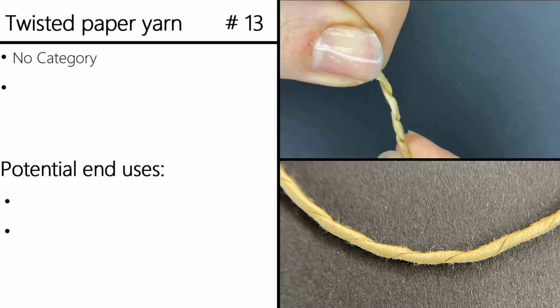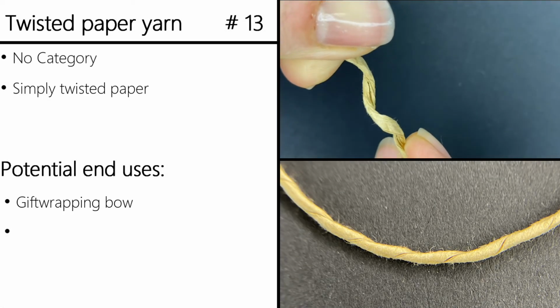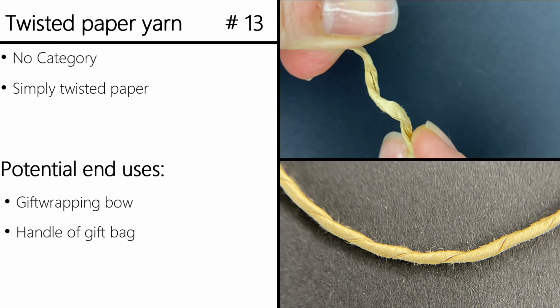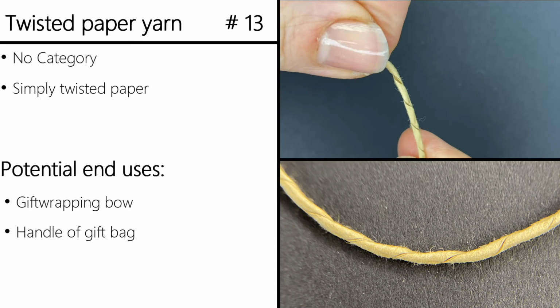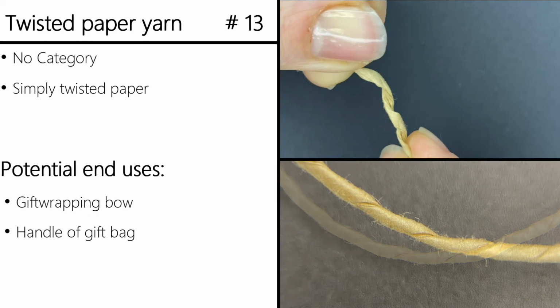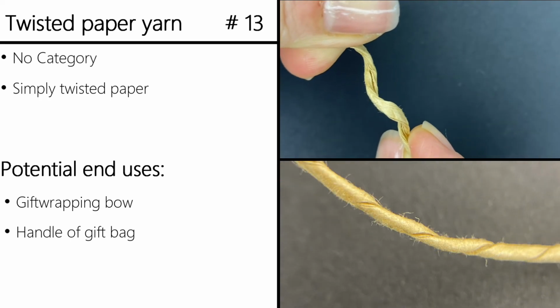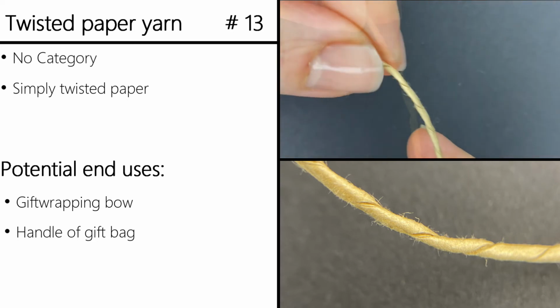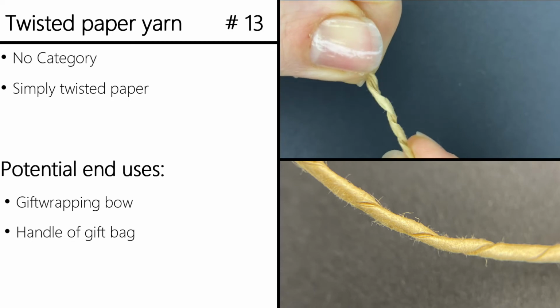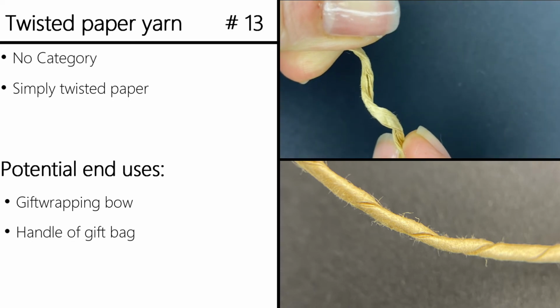Our last yarn sample, number 13, is twisted paper, and it doesn't fall into any previous categories. It is as simple as the name suggests. It's just twisted paper. You can twist it in the opposite direction to see how tight the twists are. You would find this mostly in gift wrapping, tied in bows, or as the handle on a gift bag.